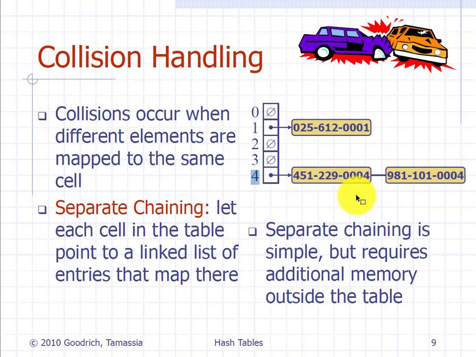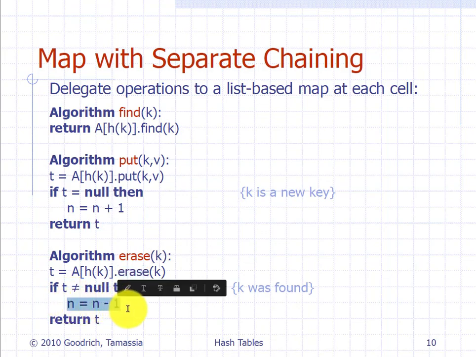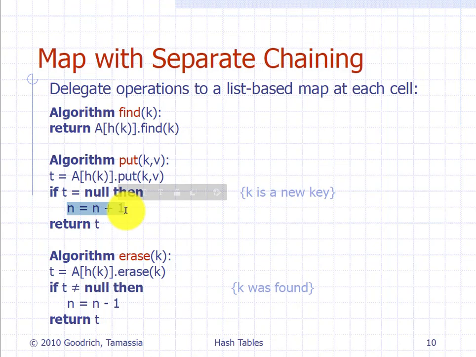This is the same algorithm over here, erase. You first find the position where it hashed to, and then we simply remove it. We also need to decrement our size because we took something out. Same concept with put: you find the place where it hashes to, and then you put it in that position, appending it to that linked list structure. Don't forget to increment your size. And the same concept with find.